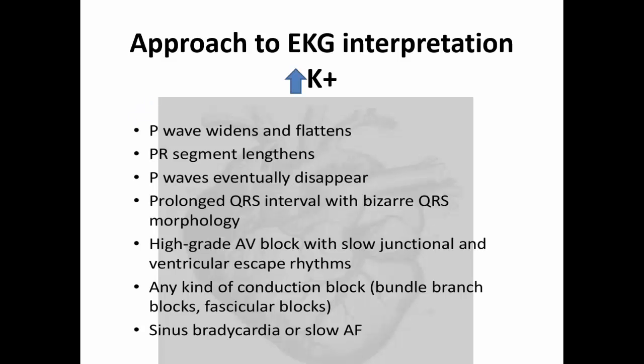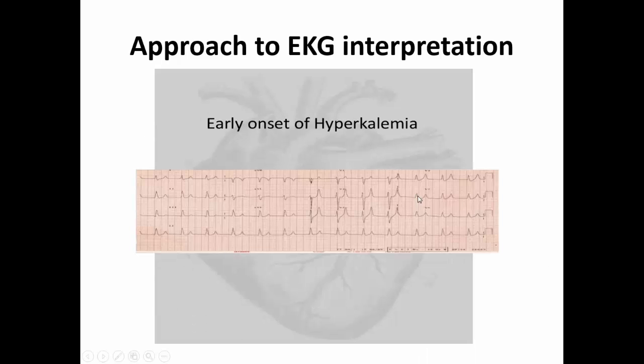Hyperkalemia. Elevated potassium can affect your EKG in lots of different ways. Initially you will see peaked T waves, but as your potassium level rises, everything starts to slow down. So you get increased PR segments, the QRS complex gets wider, you may get some AV blocks, sinus brady. Everything starts to slow down after you get the peaked T waves.